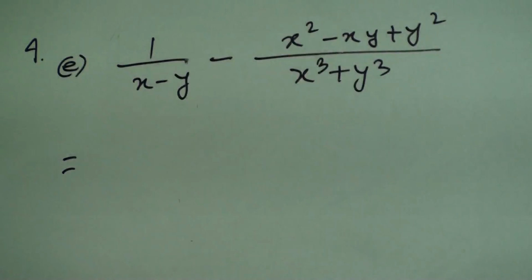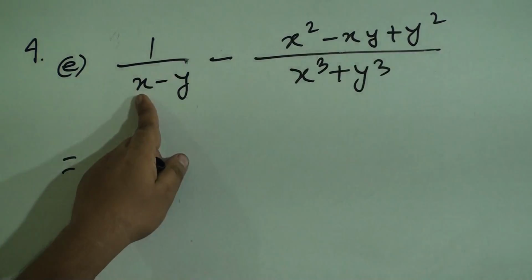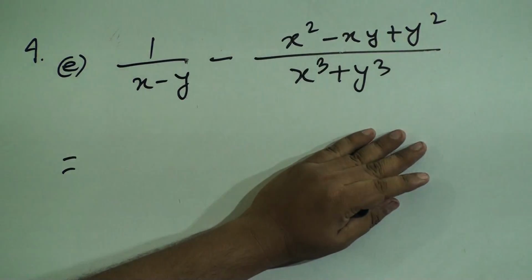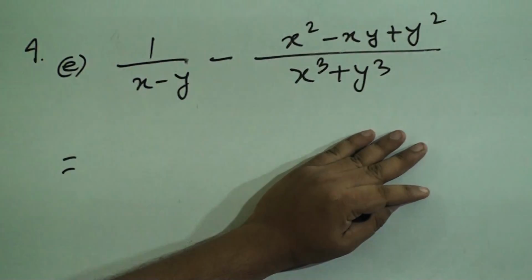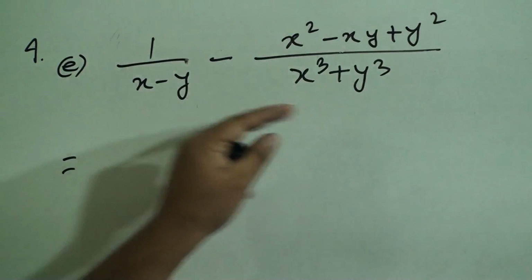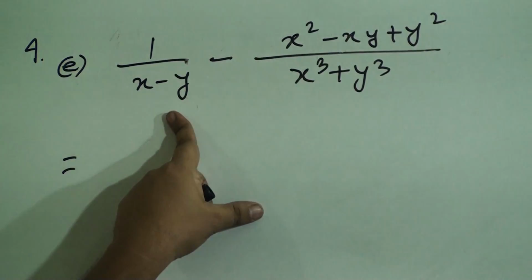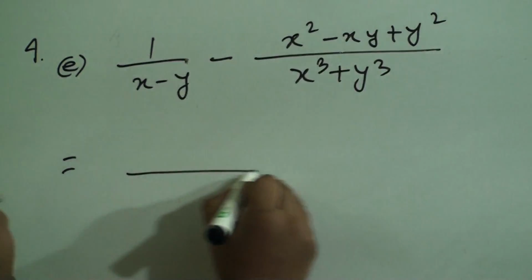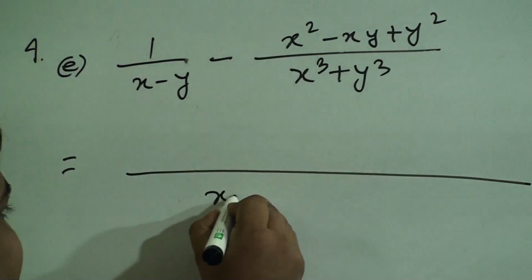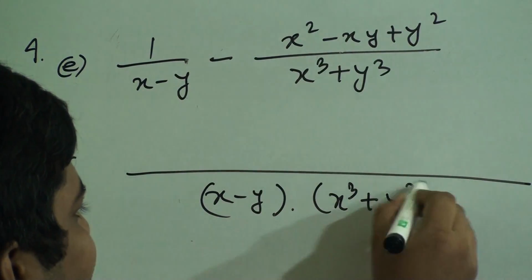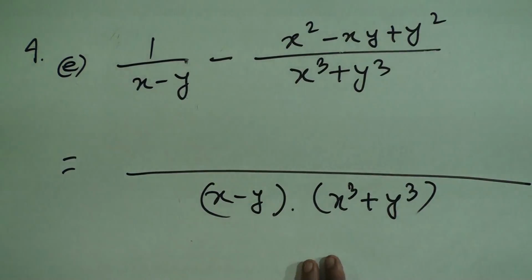So at first we take the LCM of the denominators. Here the denominators are x minus y and x cube plus y cube. We find the LCM by taking common terms and uncommon terms, but you notice both terms are uncommon, so we take the product of the two as our LCM. So the LCM is x minus y into x cube plus y cube.